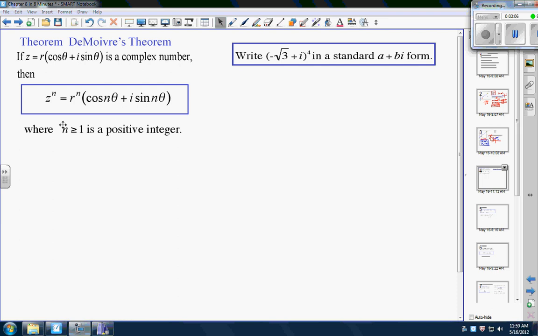Again, that's really, really ugly. So De Moivre came up with this nice, neat theorem for us. Only problem is we need a radius and we need a theta based off this right here.